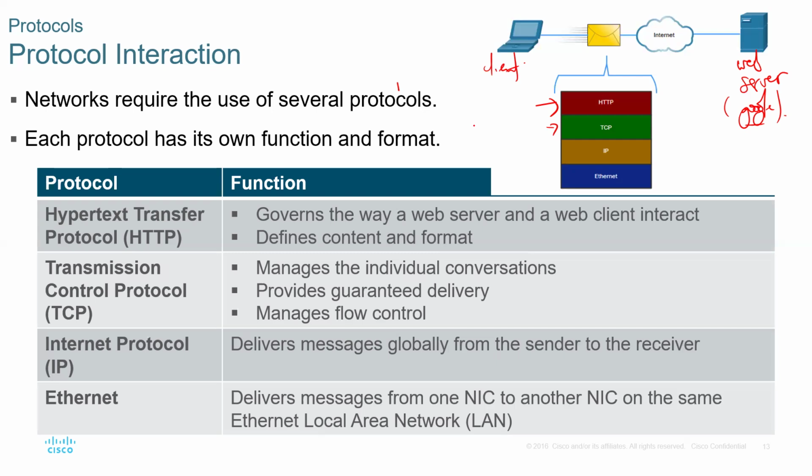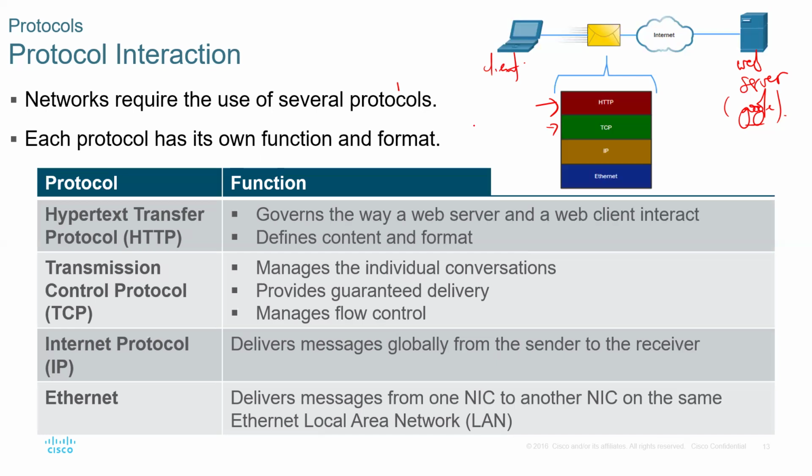Then we have IP also playing a role, identifying who the client is and who the server is. When you request something from the server, you need to know the IP address, for example, of the server, so that you can request from the correct location. When the server responds, it will need the IP address of the client, which is the source of the request, so that it responds to the correct recipient, in this case when the web server responds. So what defines that is the internet protocol, delivering messages globally from the sender to the receiver.